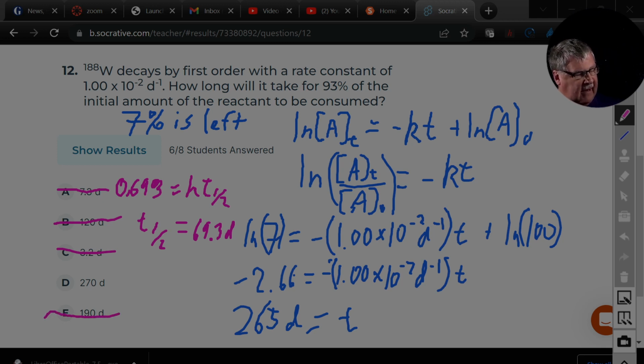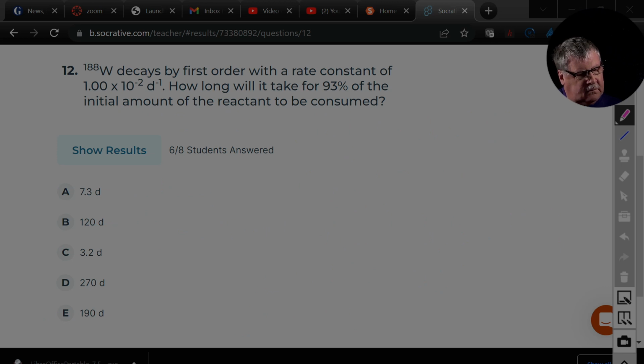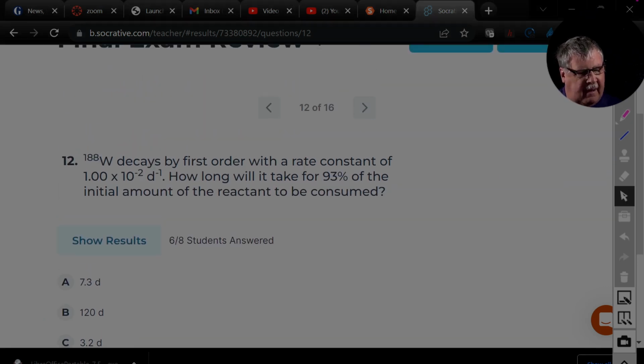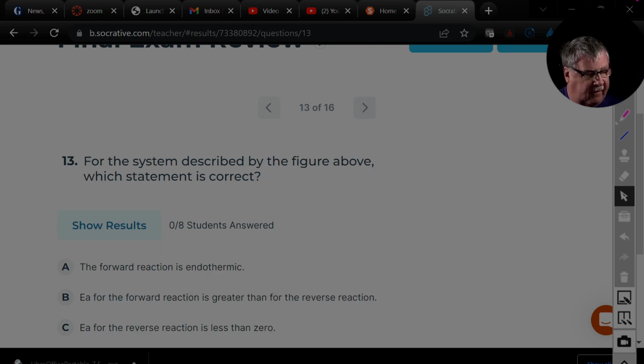So the only answer that makes any sense is 270 days. So you see there's several ways you could figure this out with the information that you have. It's just a matter of what you choose to do. In both cases, though, you have to remember that we're talking about integrated first order kinetics.